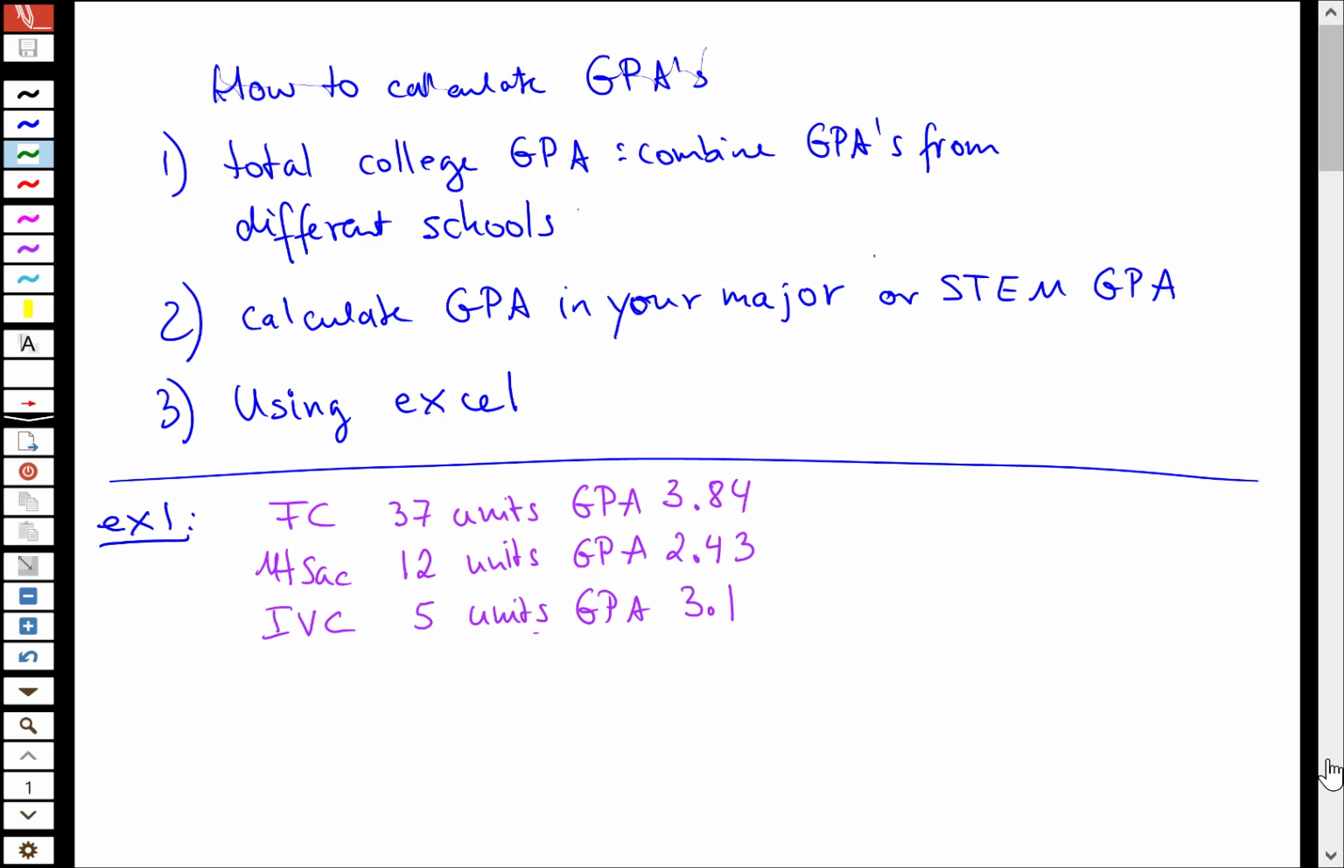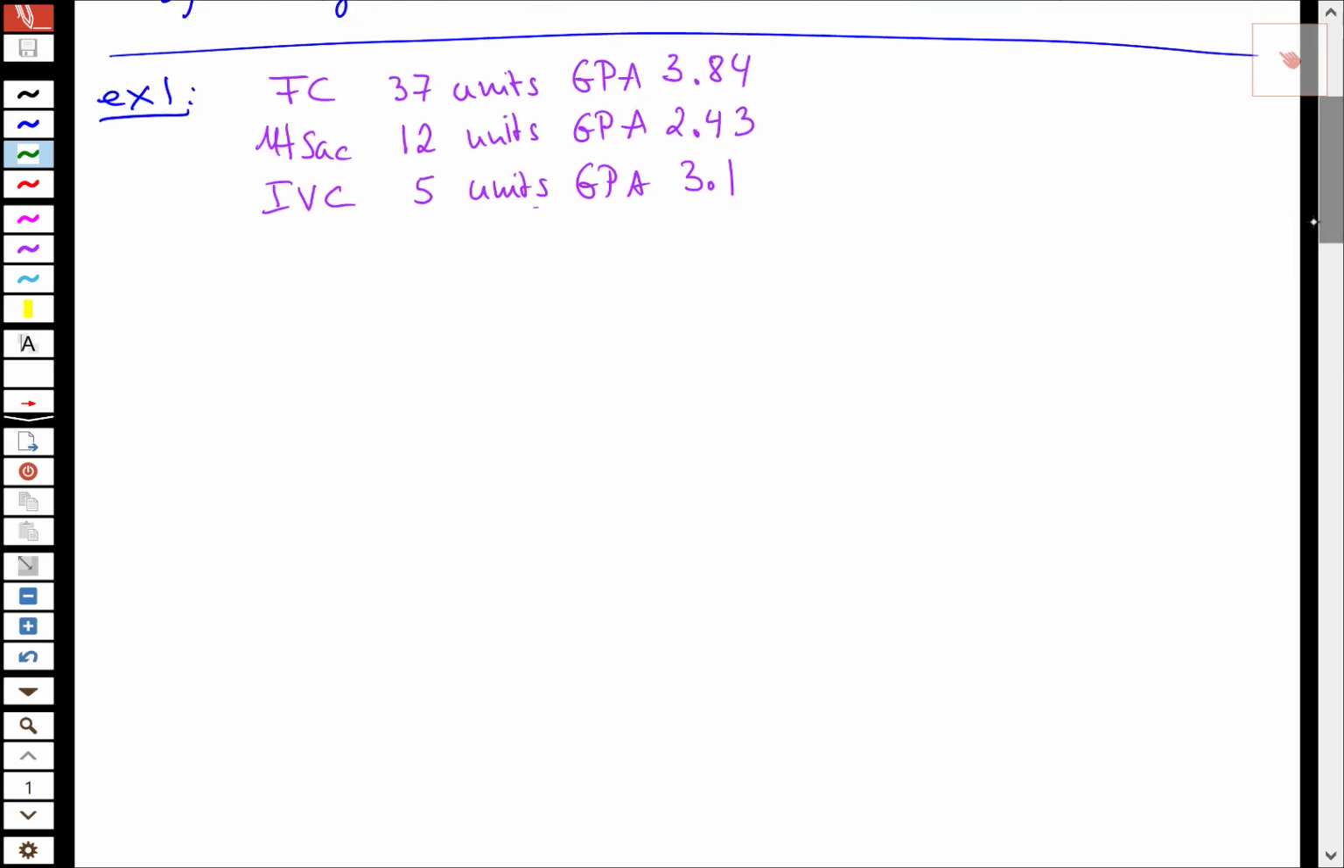And in the third part, I'm going to just very briefly show you how to maybe use Excel instead of a calculator to do the calculations. I'm not going to do any fancy programming in Excel, just a basic thing. So let's get started. In the first example, we're going to look at your GPA if you've attended the following three schools: Fullerton College, Mount SAC, and IVC.